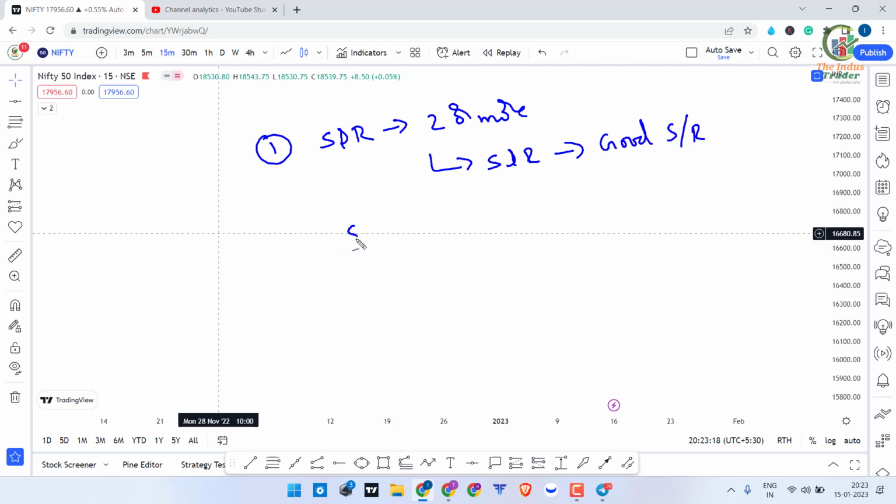As I said, if a support broke, then it can become resistance. If a resistance broke, it can become support. I have shown you like this. Okay. So this is the first condition. All the levels which are satisfying this condition, we will take these levels as support and resistance.